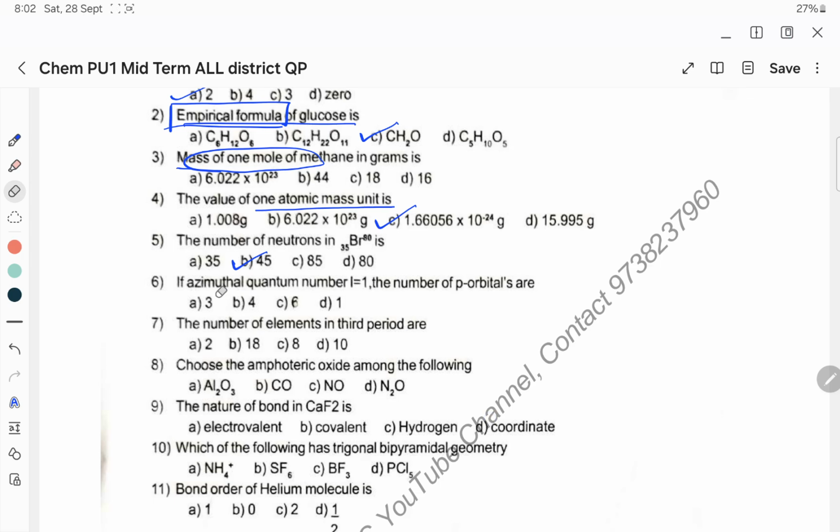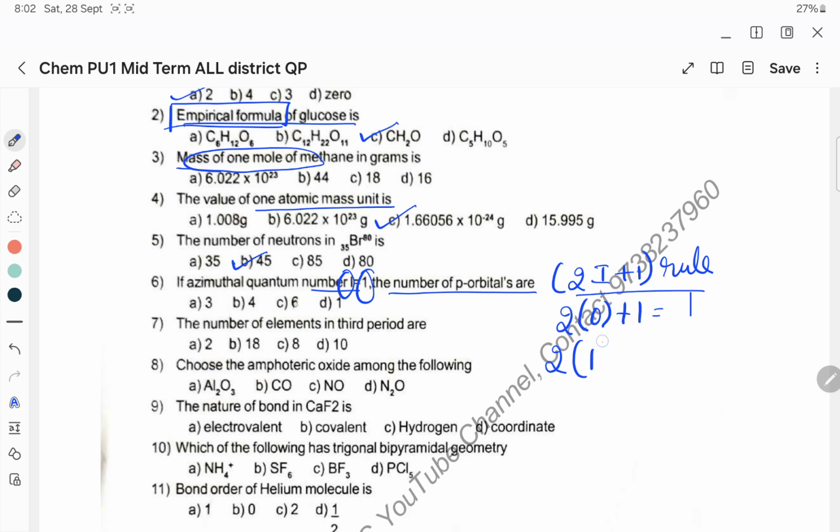Question number 6. Azimuthal quantum number l is equal to 1. The number of p orbitals are. See, we know one rule, that is the 2l plus 1 rule. Azimuthal quantum number is represented by the letter l. They have given that it is equal to 1, so what is the number of p orbitals? See, if I take l equal to 0, how much will I get? I will get only 1. If the question gives 1, I will take 2 into 1 plus 1, that gives 2 plus 1, equal to 3. See, number of p orbitals are 3. The same way you can calculate: if l value is 2, then 2 into 2 plus 1 is equal to 5. Like that you need to calculate. Next, move on to the next question.